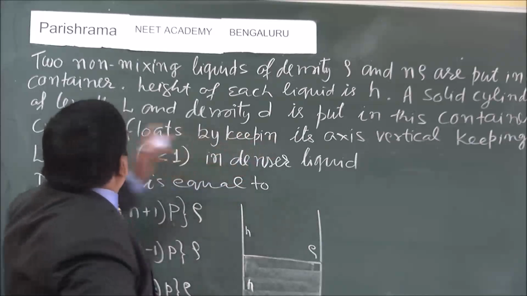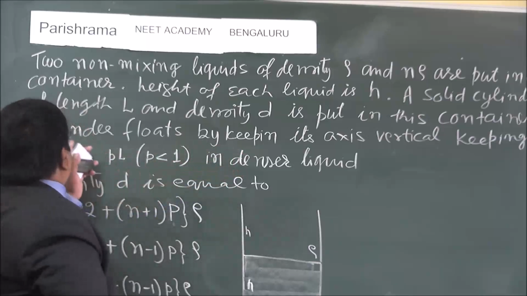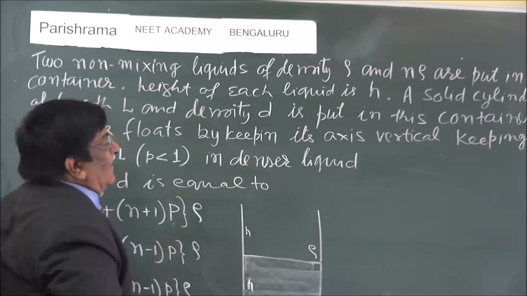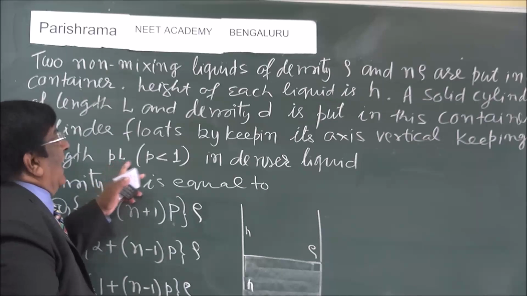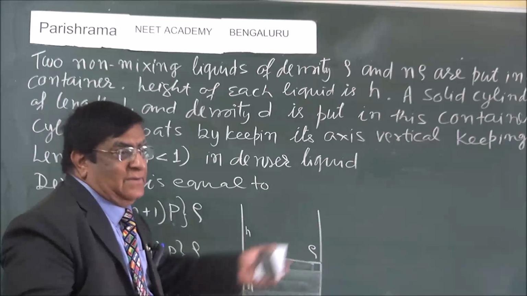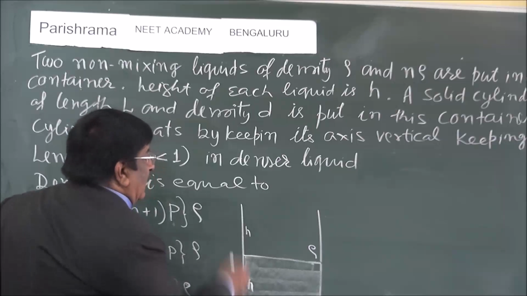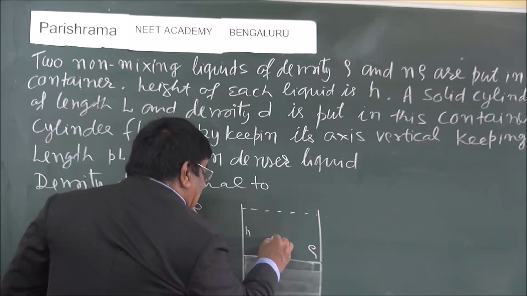A solid cylinder of length L, density D is put in this container. The cylinder floats by keeping the axis vertical. Length P into L is in the denser liquid. The rest will be in the rarer liquid. So how is the cylinder here? The answer is, the cylinder is here.